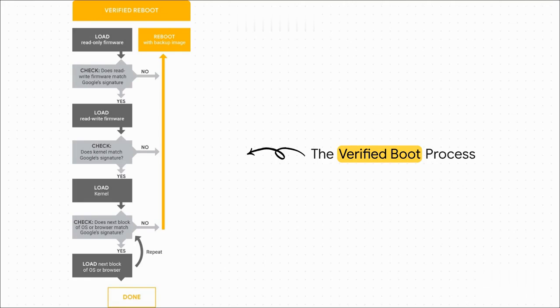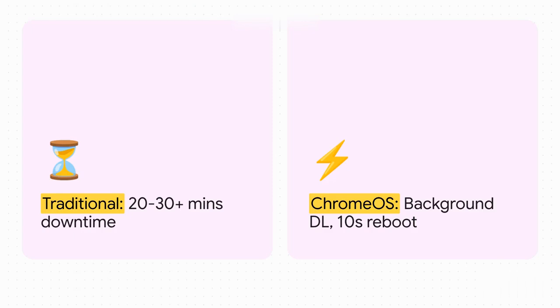Load, check signature, verify. If at any point in this chain a single piece of code doesn't perfectly match Google's cryptographic hash, say a highly sophisticated piece of malware somehow managed to sneak in, the boot process instantly halts. There's no compromise. It immediately falls back and reboots using a clean, completely untouched backup image stored safely on the device's hardware security module.